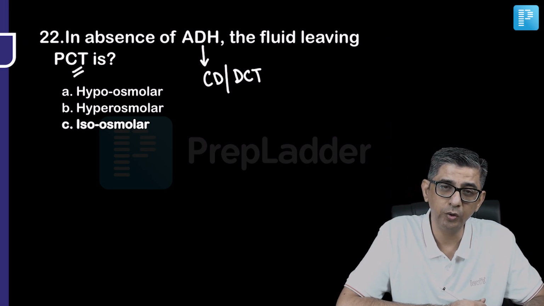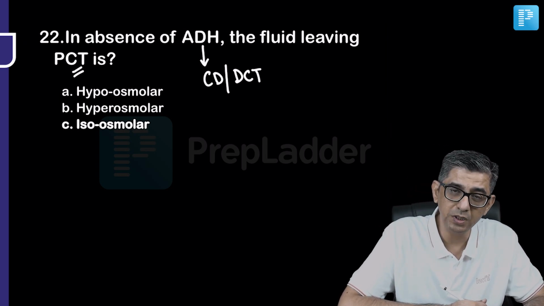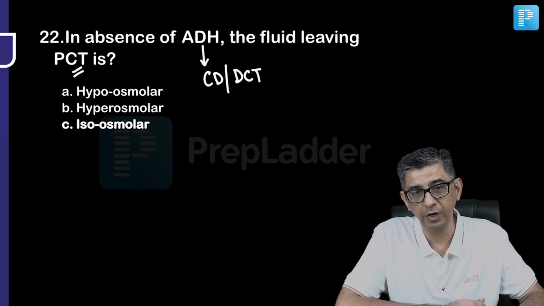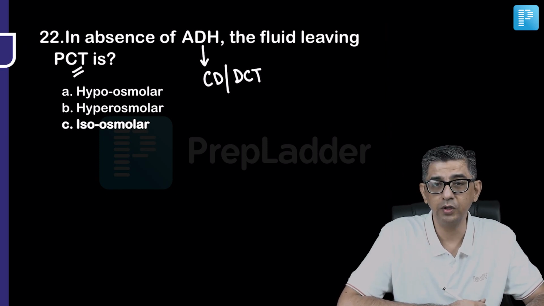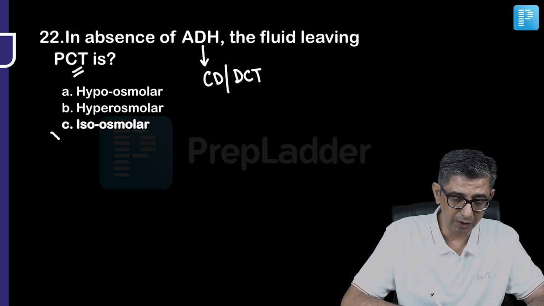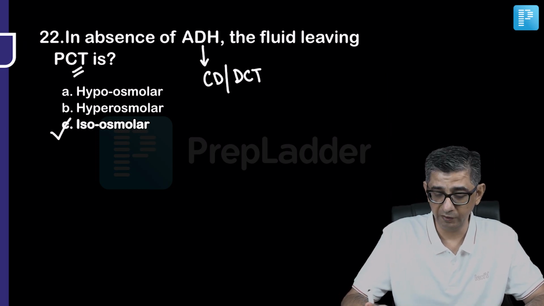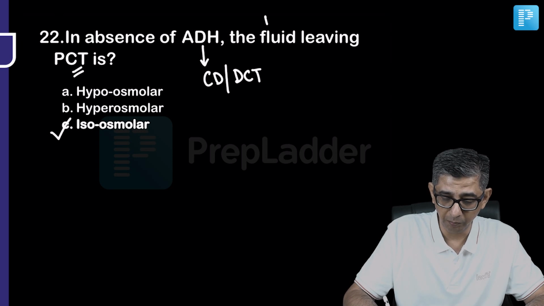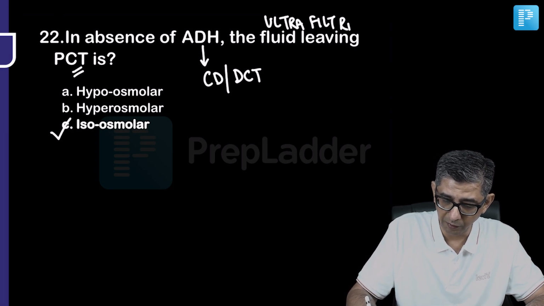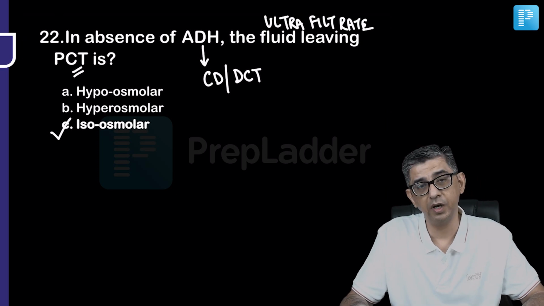The reason for the dilute urine is not a problem with respect to the PCT. PCT will be doing its job. It is the CD and the DCT which are not doing their job. So as such, the ultrafiltrate, when he's saying fluid leaving the proximal convoluted tubule, is talking about the ultrafiltrate. So the ultrafiltrate per se is going to be isoosmolar.